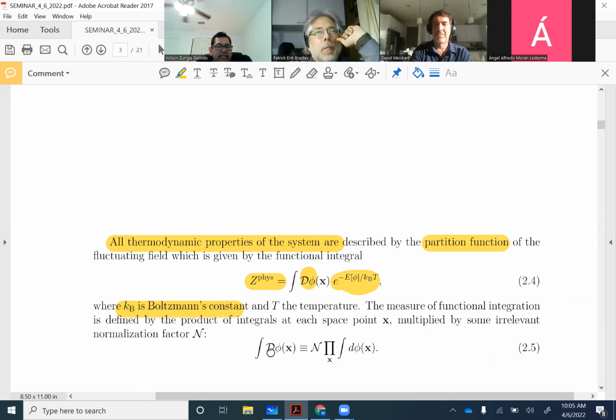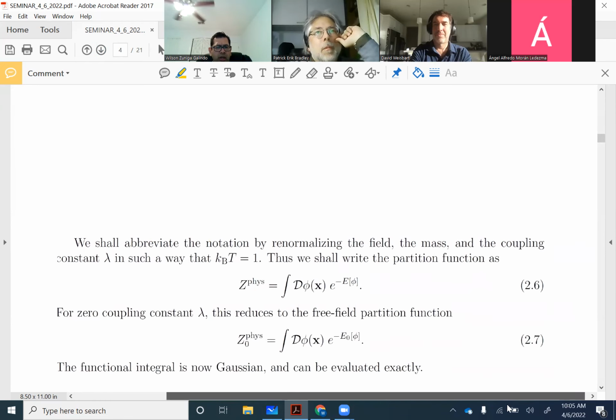The measure of the functional integration is defined by the product of the integrals at each point x in space, multiplied by some irrelevant normalization constant. This is the definition of the measure given by physicists, but this measure is ill-defined. Equation 2.4 defines the partition function of the theory. Typically, one takes this normalization: the product of the Boltzmann constant times temperature is 1. So the partition function takes this form.